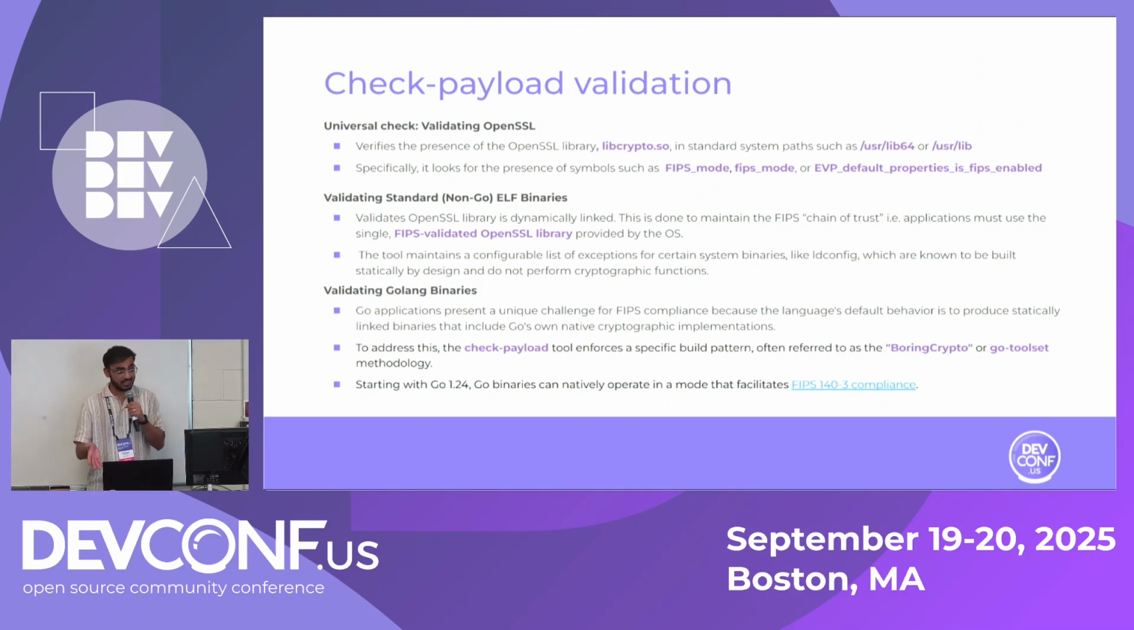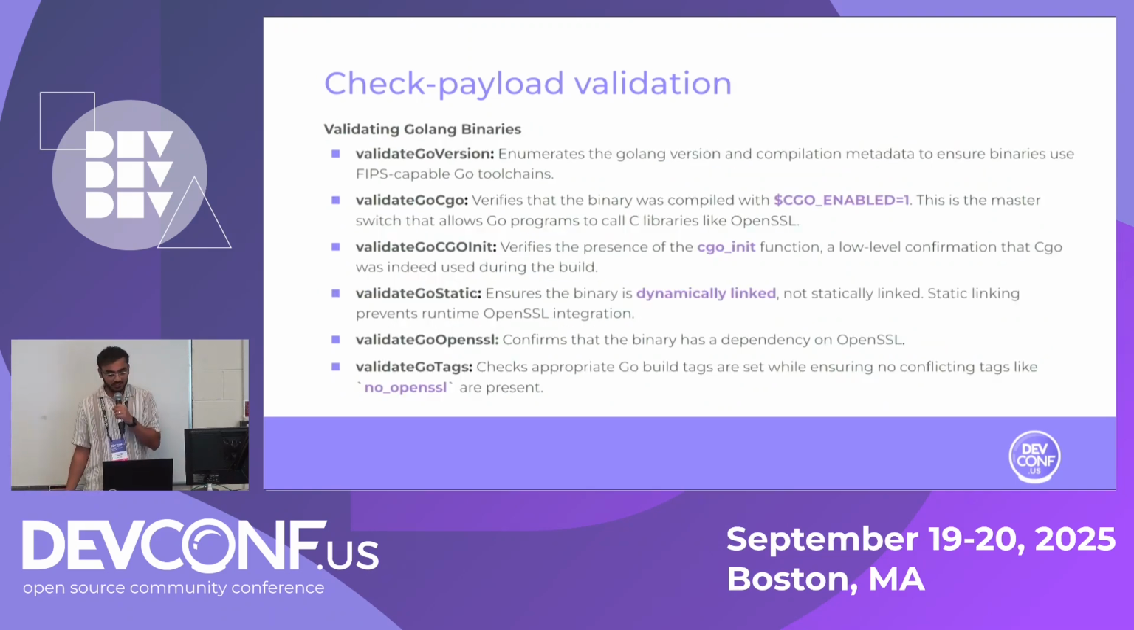But to address this, check-payload enforces a specific build pattern known as the boring crypto or the Go toolset methodology. What it essentially does is perform a bunch of checks. It validates the Golang version and the compilation metadata to make sure that you're using a FIPS-capable Go toolchain, validates that CGO was enabled while you were building, and also looks for the presence of the CGO init function, which is, again, a low-level confirmation that CGO was indeed used during the build.